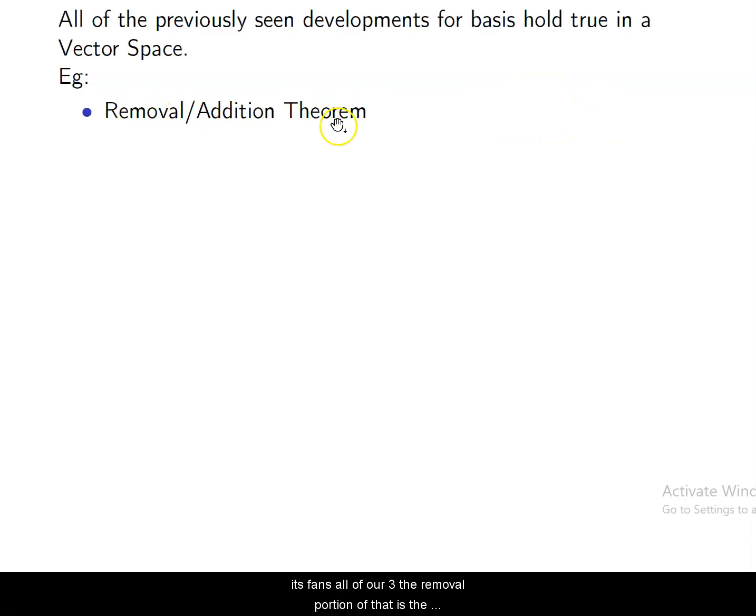The removal portion of that is the same thing. If I have too many vectors, so that it spans but it's not linearly independent, I can take out vectors so that it is linearly independent, and then it also spans and forms a basis. Same thing with R3. Let's say I had 5 vectors in R3. I can take out a few of them until I have enough for it to span and be linearly independent. So that's the removal addition theorem.